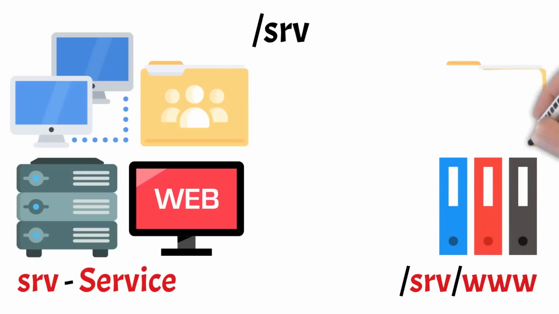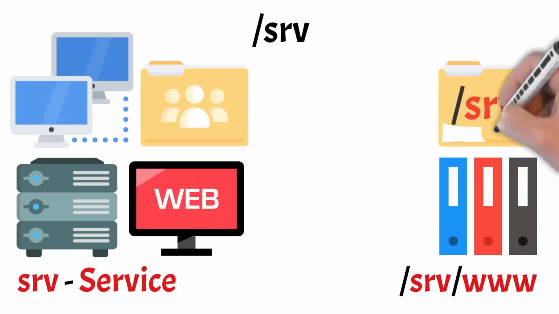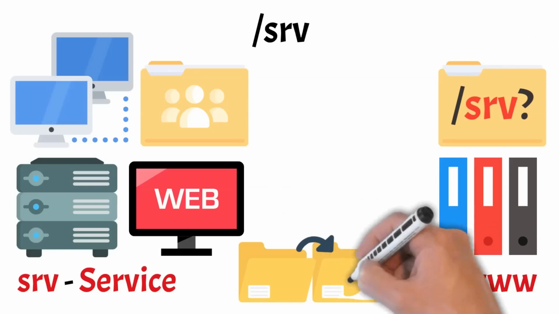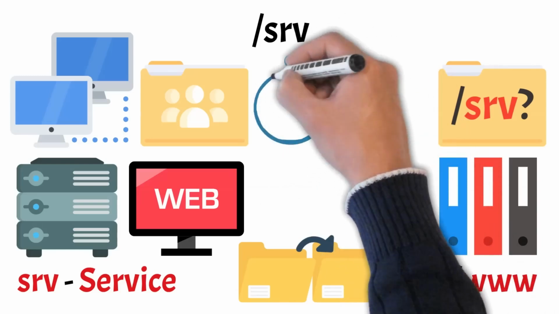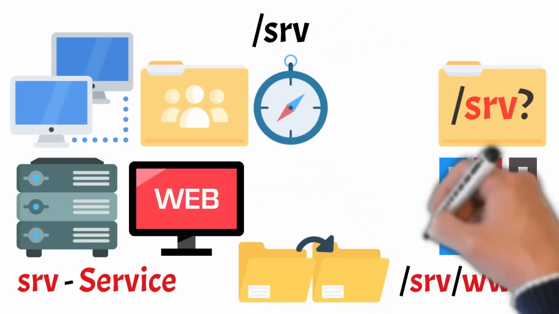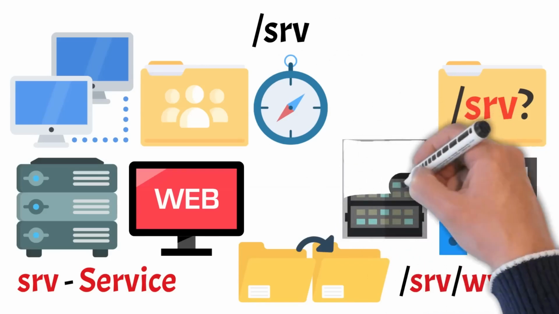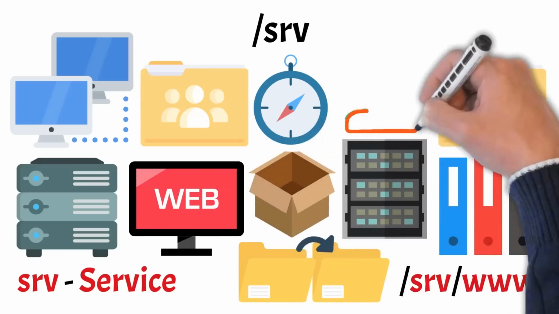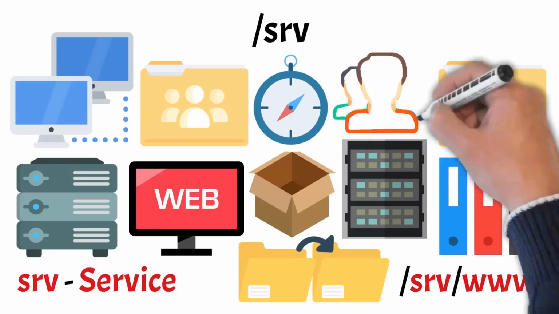It's worth noting that not all Linux systems use SRV by default. Some may place service data elsewhere, like in var. But its purpose is to offer a clean, predictable location for service-related content, especially in server setups. If you're not running any services, this directory might be empty, but it becomes more important on multi-user or enterprise systems.